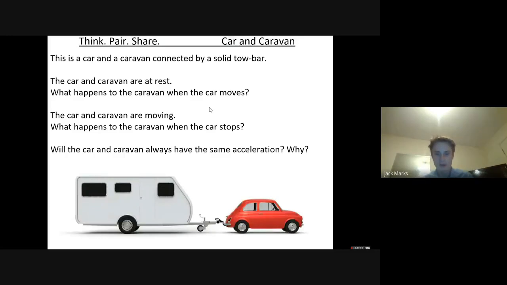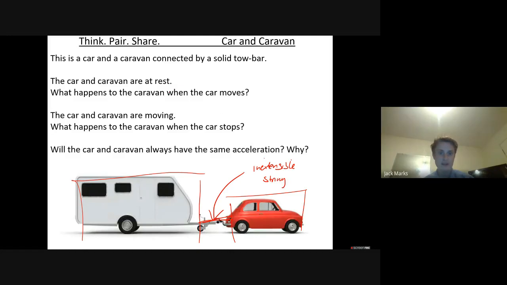Well, we're talking about two particles effectively. This is the first particle, this is the second particle, and this time they're connected. So this is our solid tow bar, or later on we're going to call this an inextensible, in other words, it can't be stretched, string.